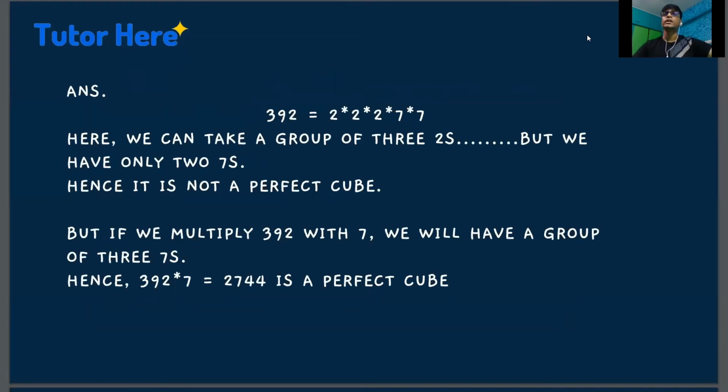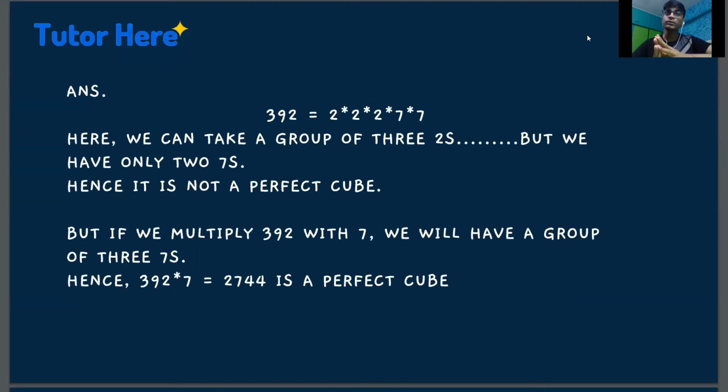Answer. So 392 can be written as 2 into 2 into 2 into 7 into 7. Following the method of groups of 3, using 2 we can form a group of 3. I don't think we can form a group of 3 using 7. Hence, 392 is not a perfect cube.